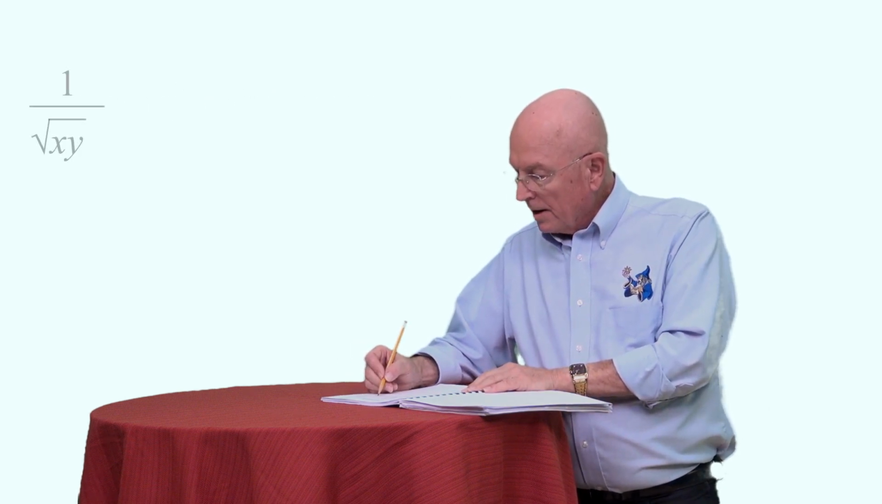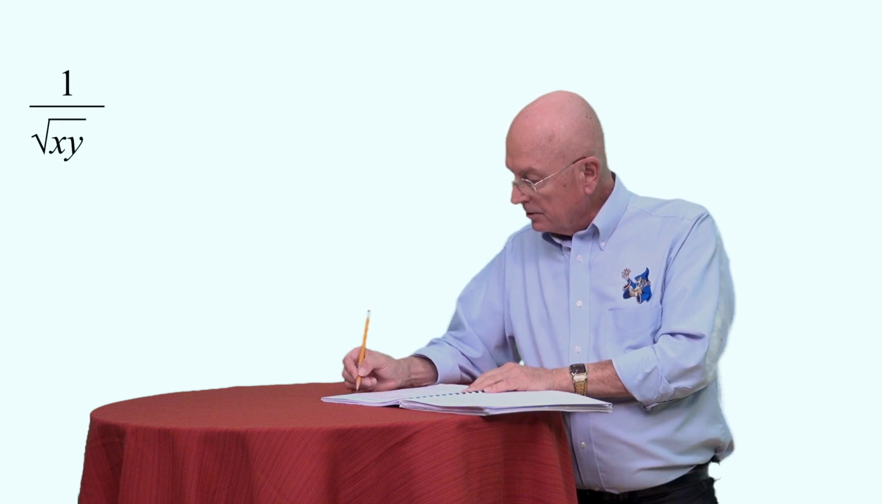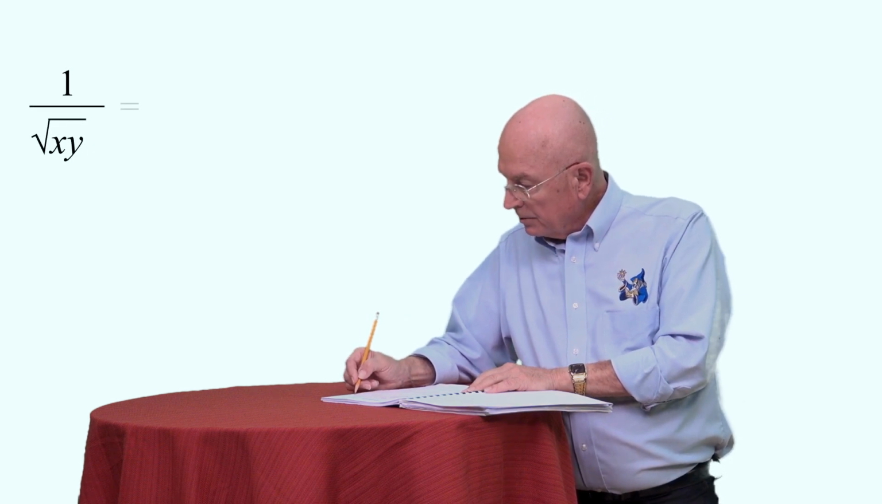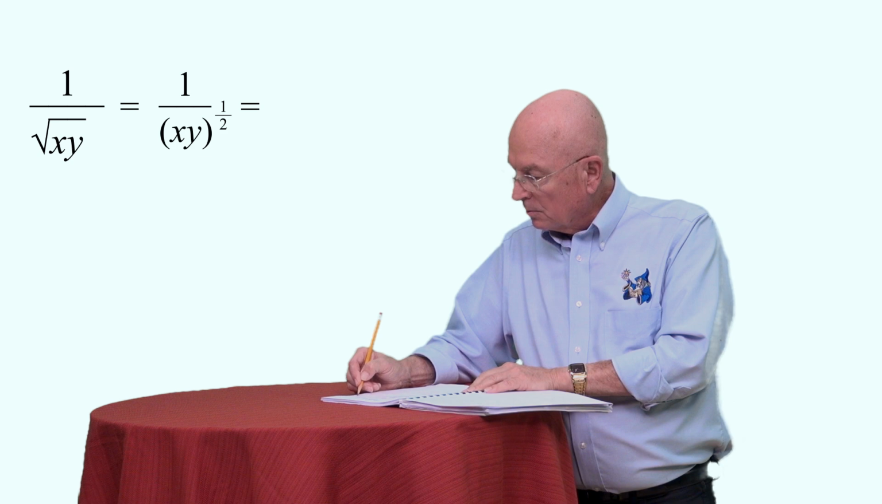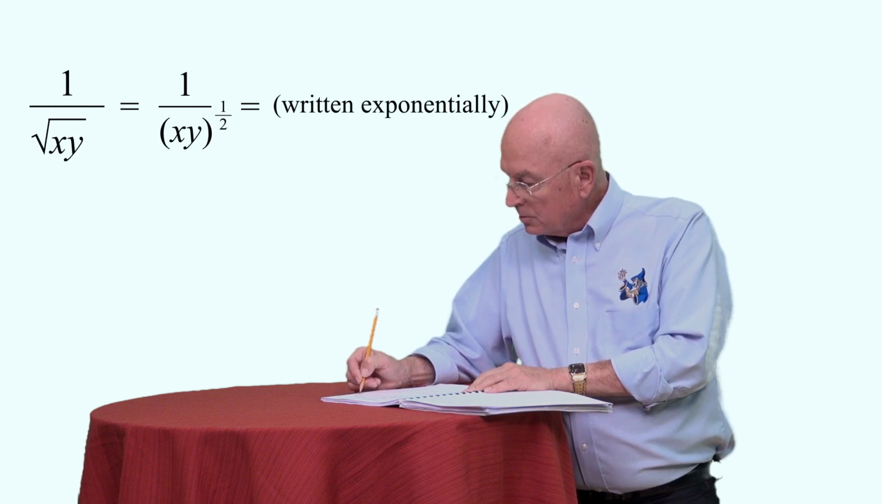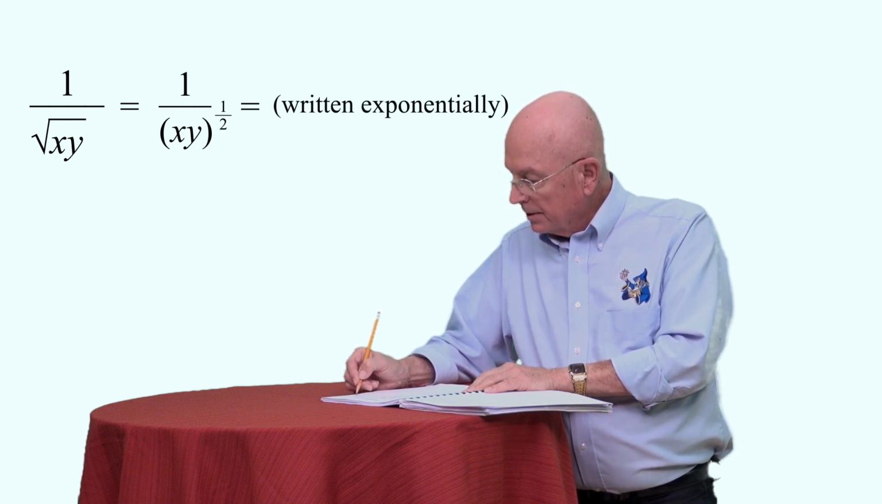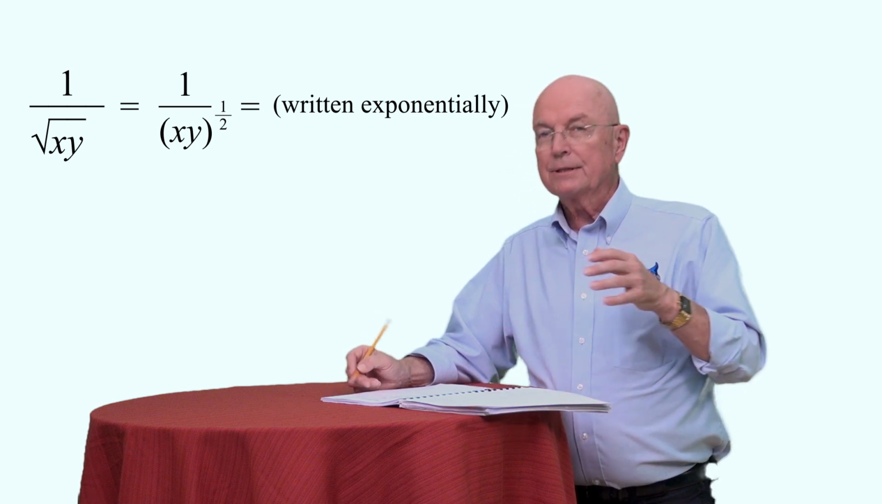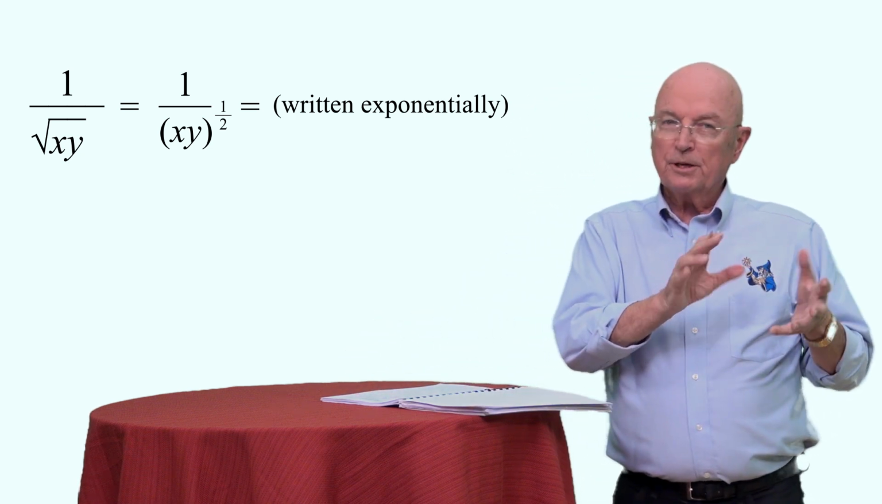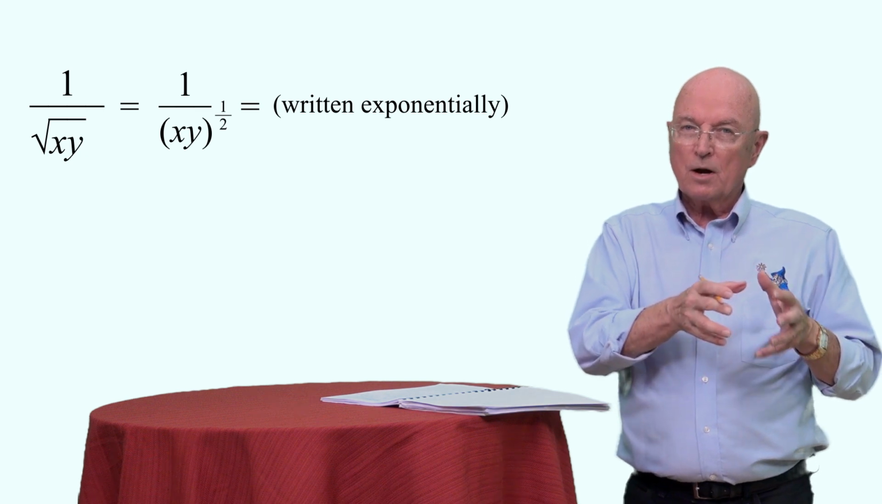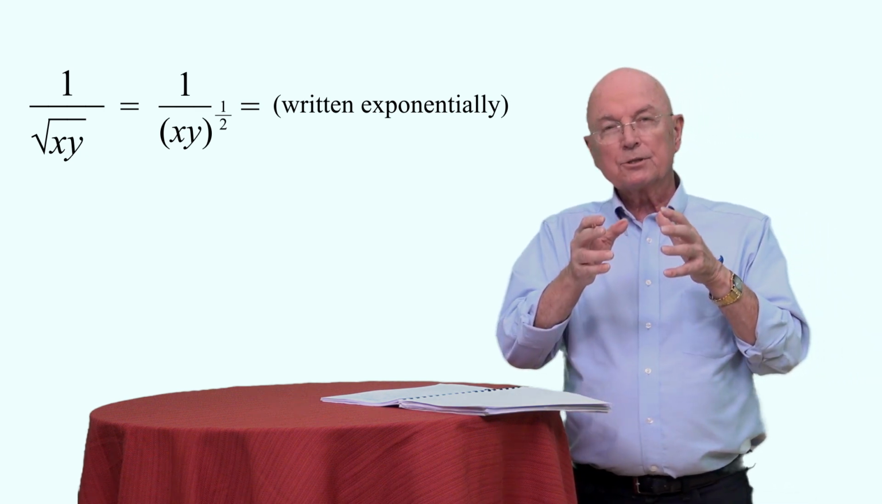Now, what about 1 over radical x to the y? How could you rewrite that? Well, you can rewrite it like we just did, 1 over xy quantity to the 1/2. So that's the same thing as before, but now it's a little bit more sophisticated because you've got xy instead of simply x, but it's the same process.